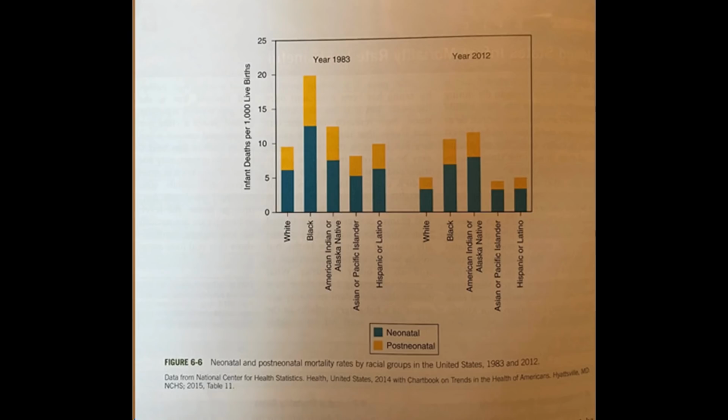From these figures, we can see that white and Asian Americans have the lowest mortality rate, whereas Black and Native Americans have the highest rates. Even though all the rates of mortality have decreased, the highest are still among Black and Native Americans.